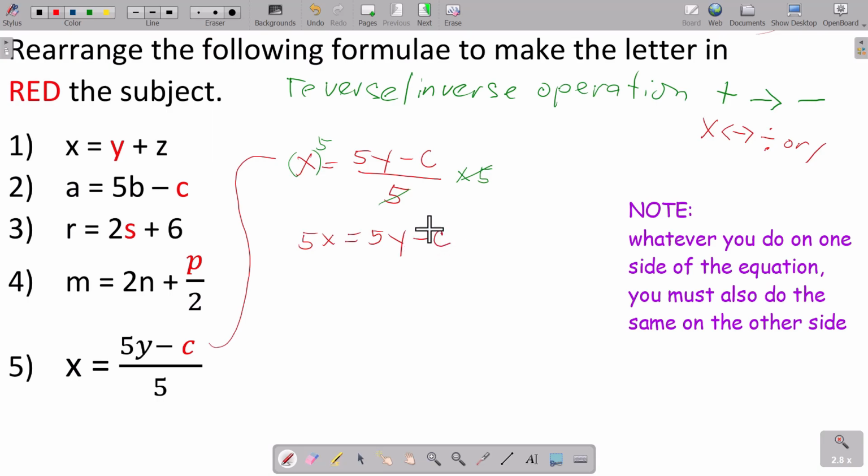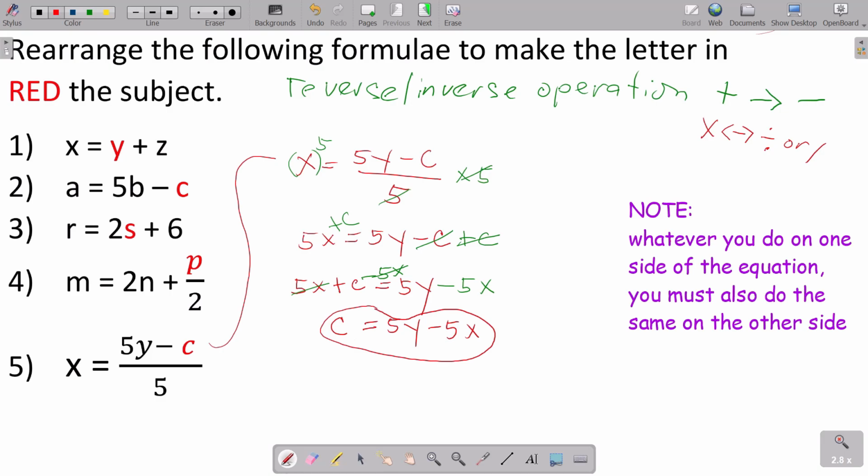You will notice that C here is negative. To make C positive, we can add C here and we can add C on the other side. So C will be eliminated here, but we have positive C here. So now we have 5x plus C equals 5y. So we now have positive C and we have to get rid of this 5x. We will subtract 5x from this side of the equation as well as on the other side. 5x minus 5x is 0. So we have now here C equals 5y minus 5x. C is now the subject of this formula.